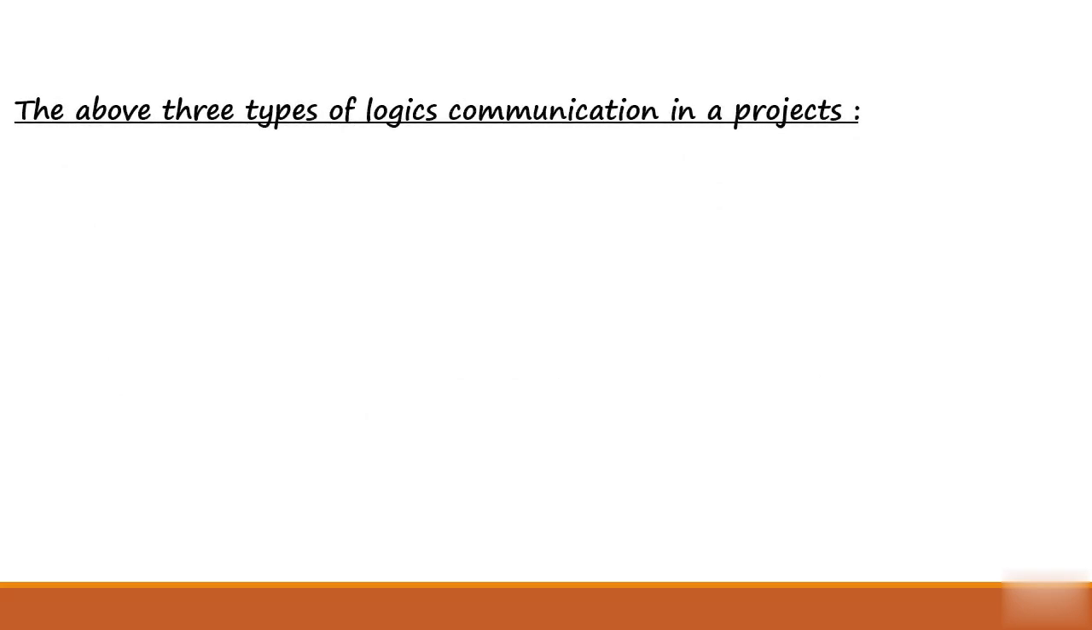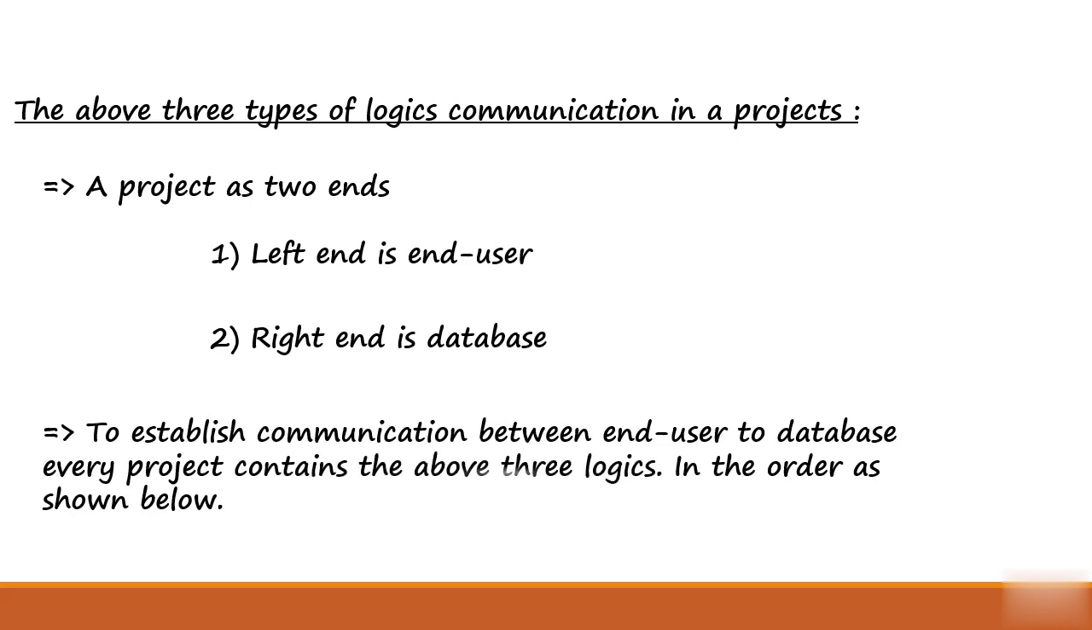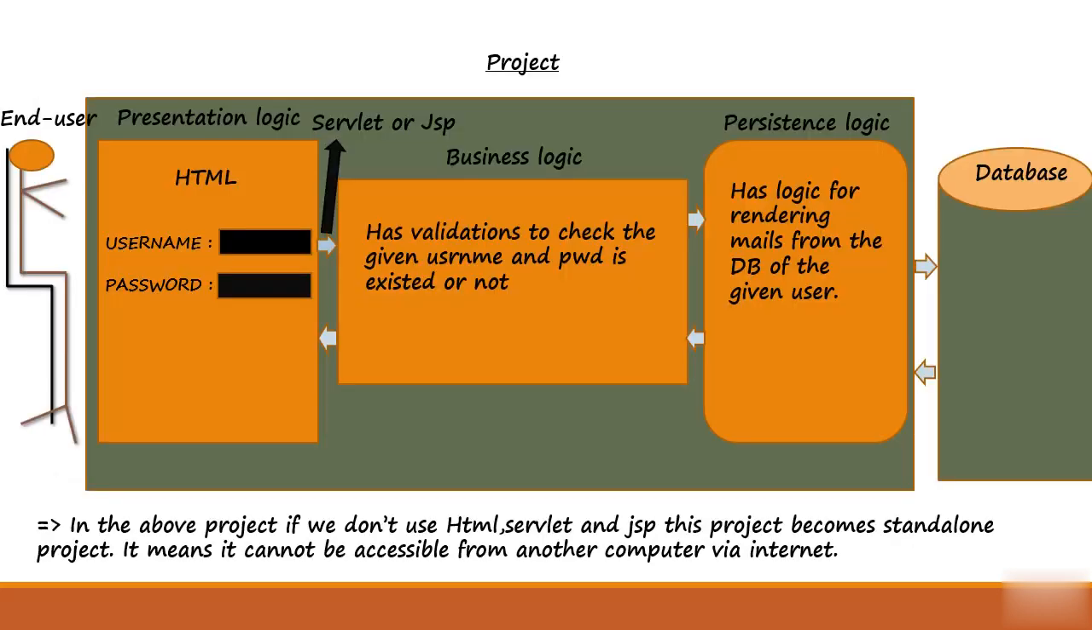The above three types of logics communicate in a project. A project has two ends. The left end is the end user and the right end is a database. To establish communication between the end user and the database, every project contains the above three logics in the order shown below. This is the diagram of a project.